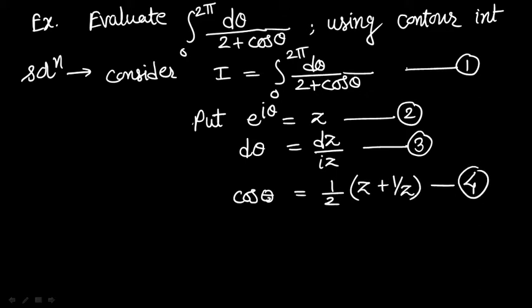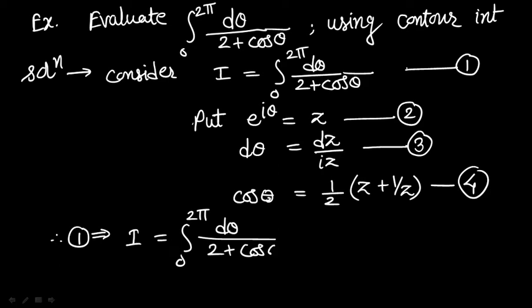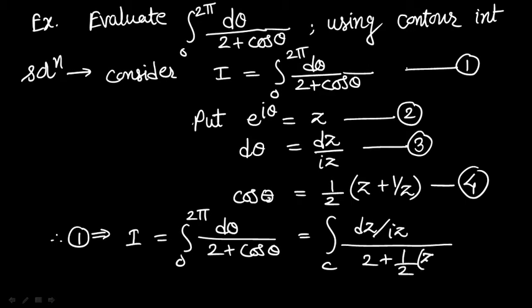Substitute these values in equation 1. Then we get I equal to integration 0 to 2 pi d theta upon 2 plus cos theta, equal to integration over C. Now here substitute the value of d theta. d theta is dz by iz, upon 2 plus, here cos theta is 1 by 2 into z plus 1 by z. Now we simplify these by taking LCM.